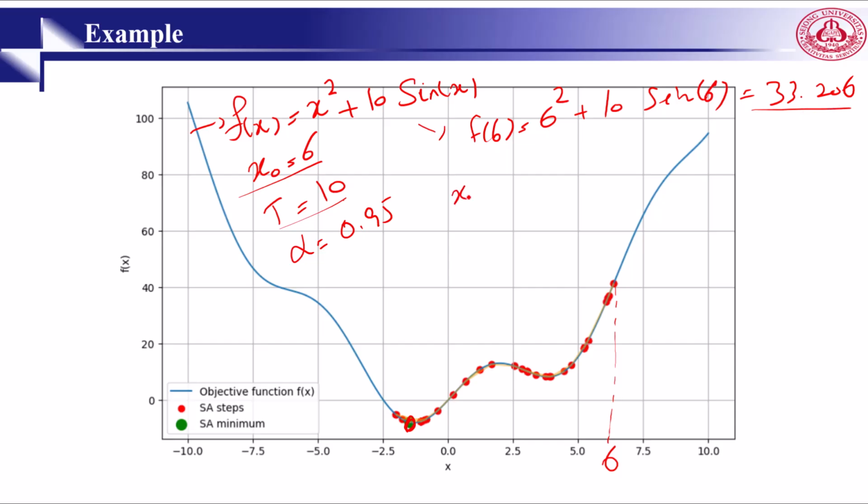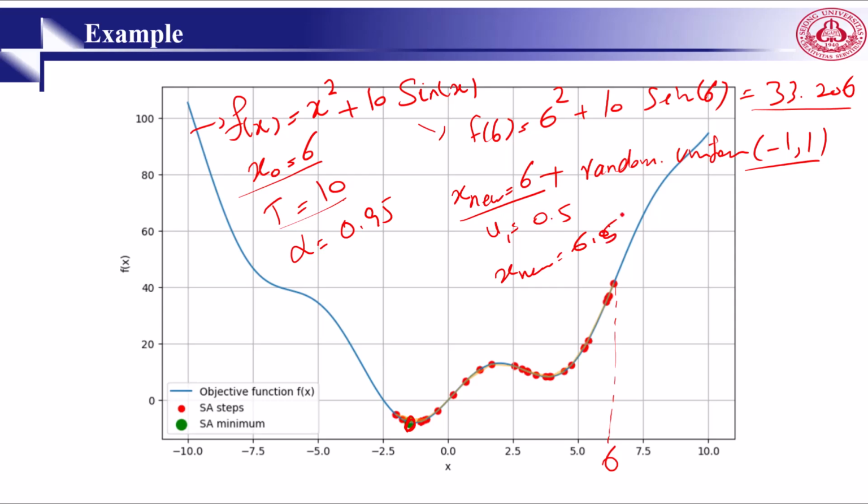So how to generate a new candidate? x new is equal to 6 plus a random value. We get a random variable like random.uniform from -1 to 1. Suppose we got 0.5 out of this random, and we call this one U1. Then x new is equal to 6.5. Based on this formula, we calculate f(6.5), and this is equal to 44.4.